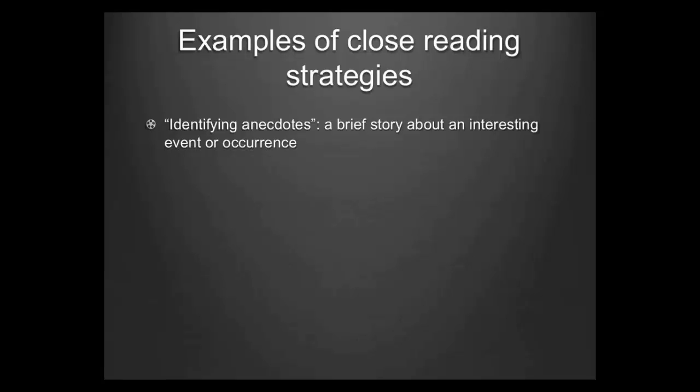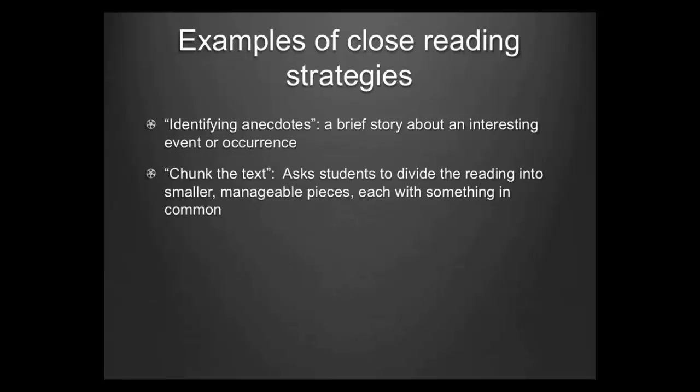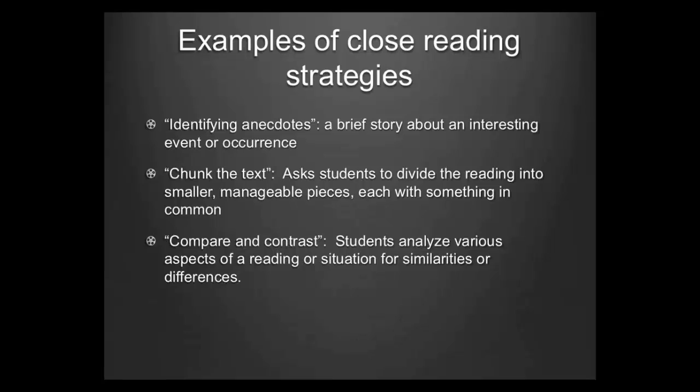Okay, the next one is chunking the text. When we chunk the text, we ask the student to divide the reading into smaller, more manageable pieces with a common thread or something in common. The next one is to compare and contrast. What we're looking for there are similarities and differences. It's not a really good example, but for example, people have often compared facts about the Kennedy assassination and the Lincoln assassination. What's similar there? What are some of the things that are kind of unique about both, or maybe some of the differences as well?